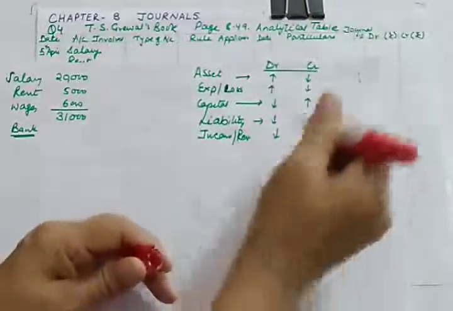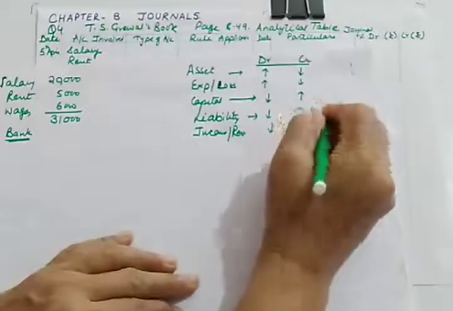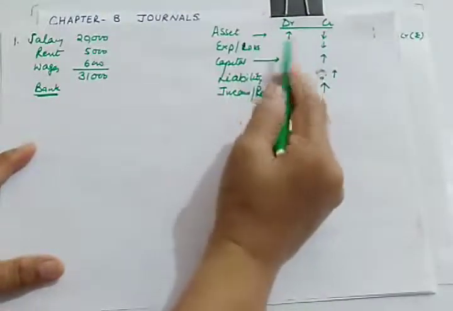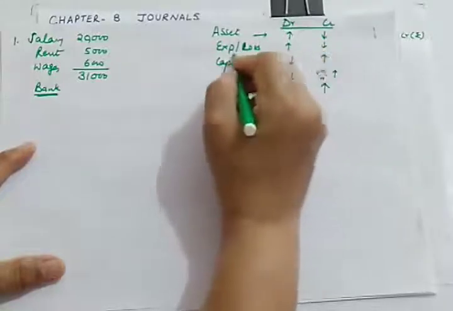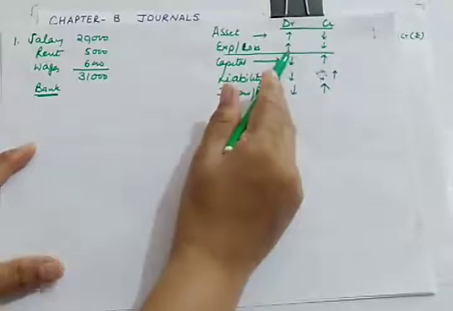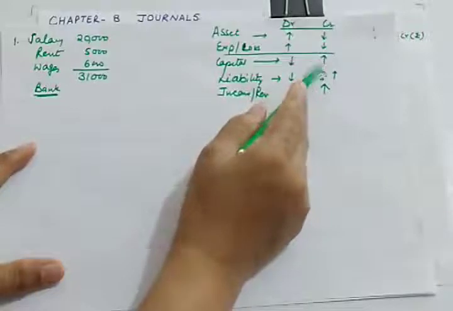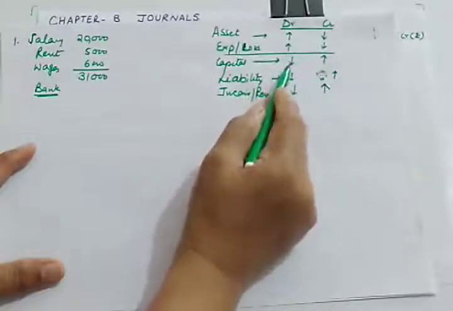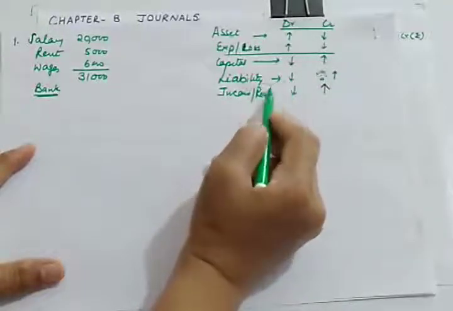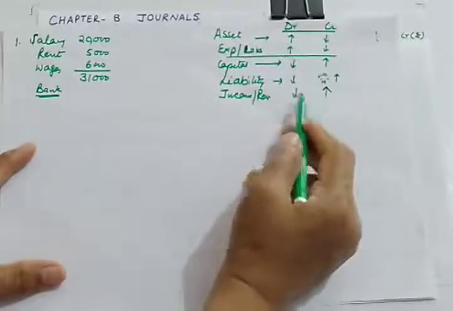So let me read all these rules once again, though we have been doing it again and again. So for asset, increase will be debited, decrease will be credited, and then for expense, increase in expense debit, or when you incur expense debit and expense decreases credit. Capital, if capital increases give credit, if decreases give debit. Liability, same rule, liability increases credit, decreases debit. Income or revenue increases credit and decreases debit.